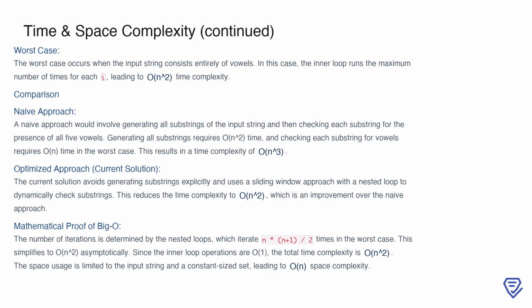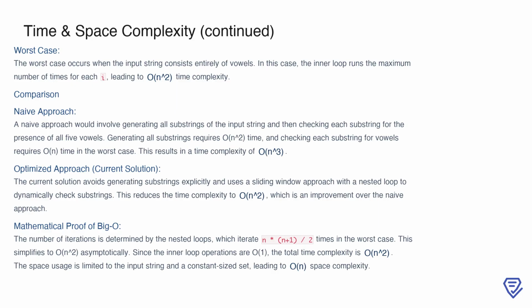The naive approach generates all substrings of the input string, which requires O(n²) time, and then checks each substring for vowels, which adds another O(n) in the worst case, yielding a total time complexity of O(n³). Our optimized solution avoids explicitly generating substrings and instead uses a sliding window approach with nested loops to dynamically check substrings, reducing the time complexity to O(n²).